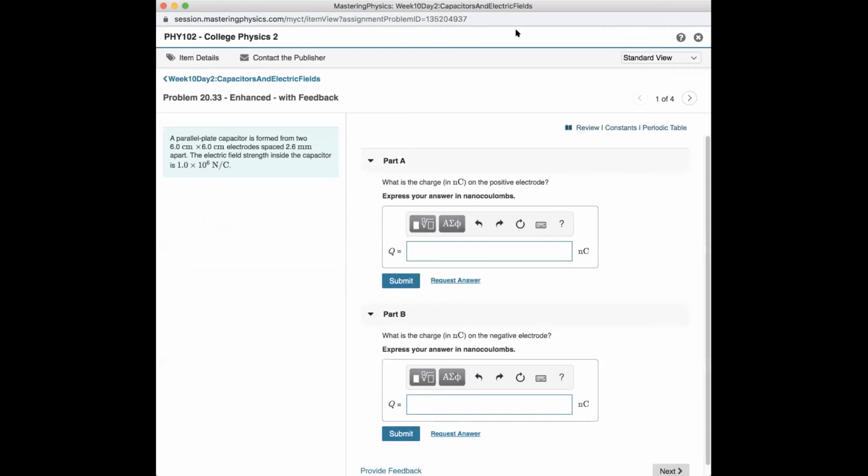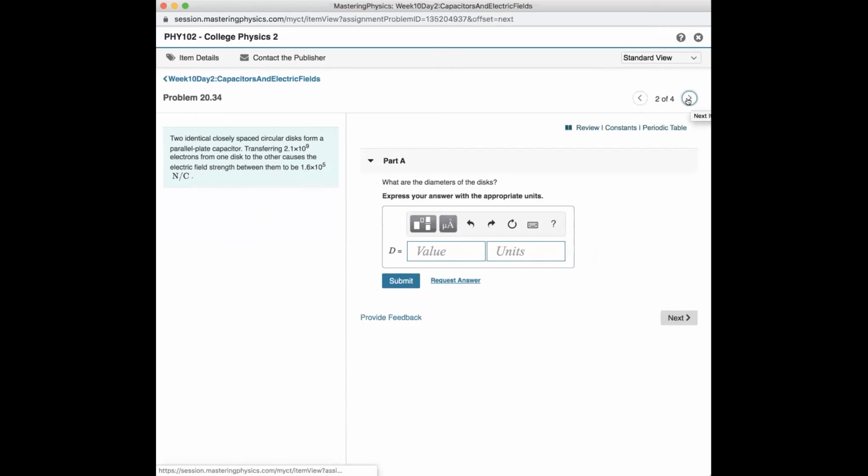So you should see here, I've assigned 4 problems. They all relate to capacitor plates. First problem, you're given an area and field, and you want to find the charge on the plates. Second problem, we have, again, 2 plates of charge, except you're given circular plates. So the only thing that's different there is really how you have to find the area.